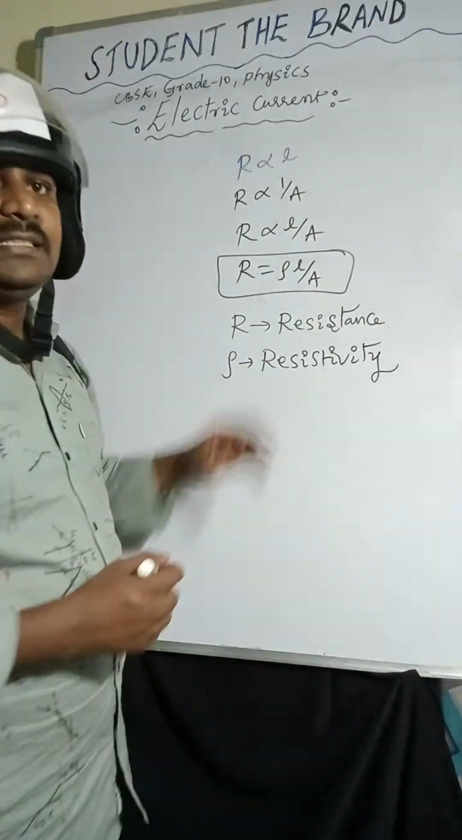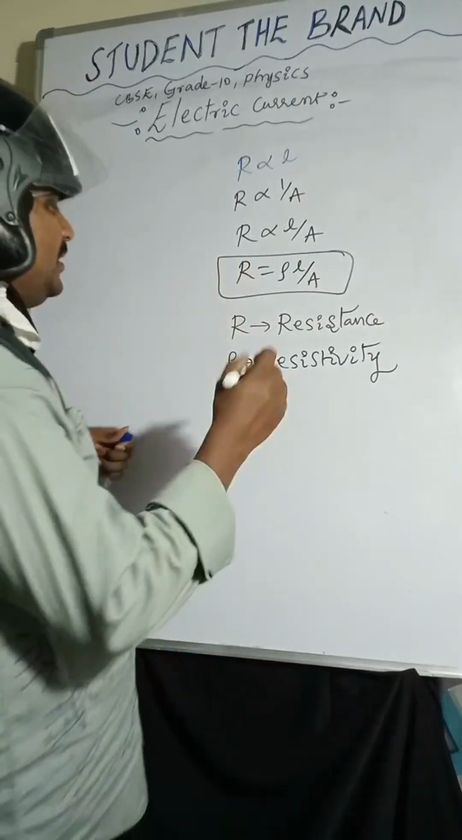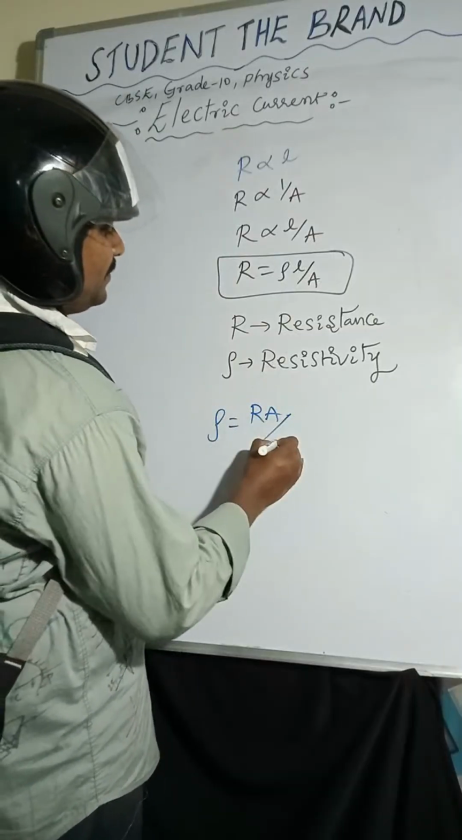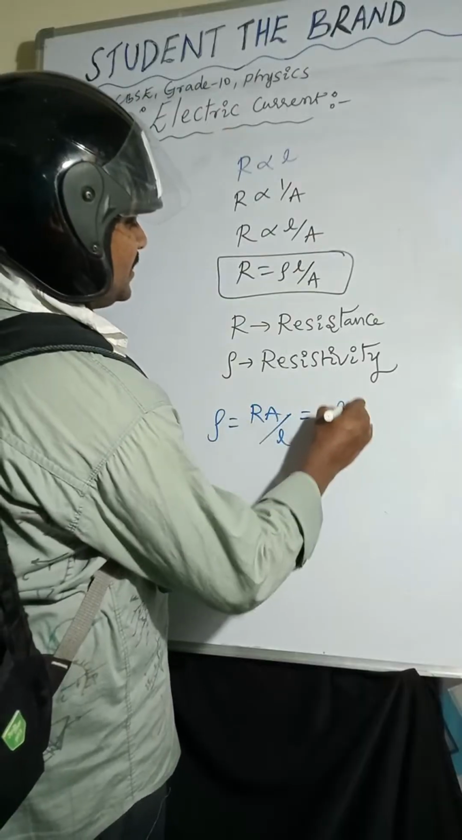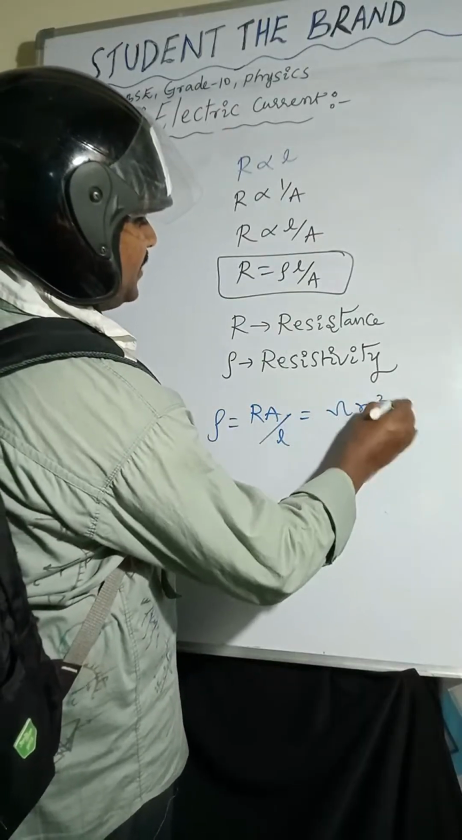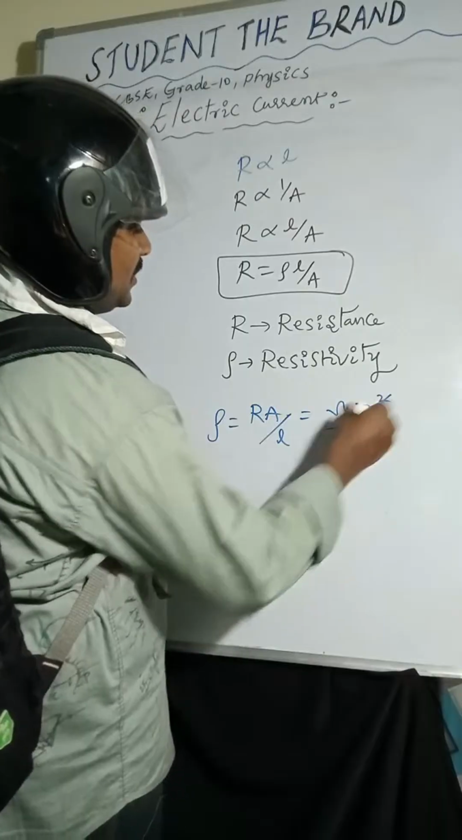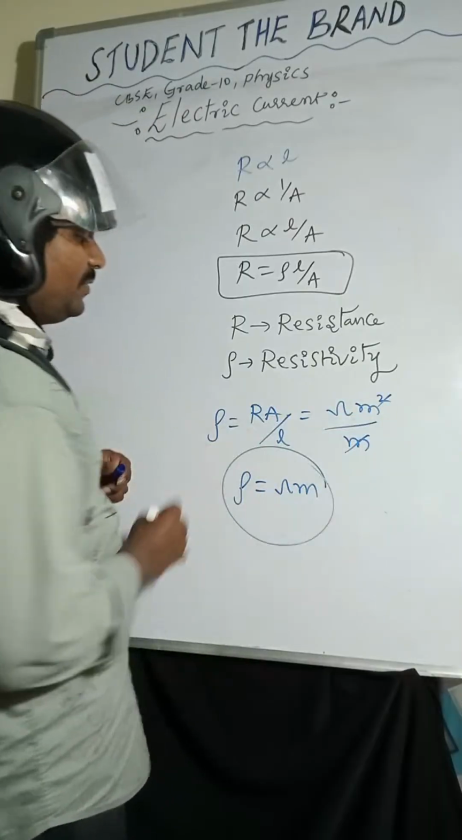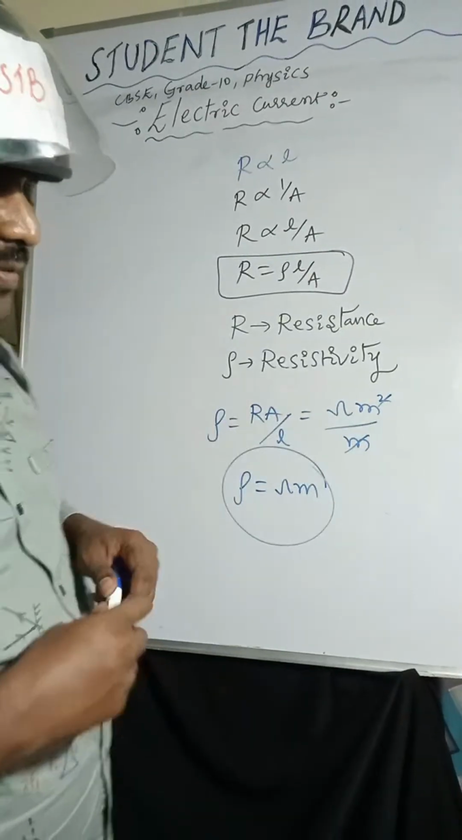Okay, so SI unit is very important. SI unit of resistivity: rho equals RA by L. SI unit of resistance is ohm. SI unit of area is meter square. SI unit of length is meter. So resistivity is ohm meter. Very, very important.